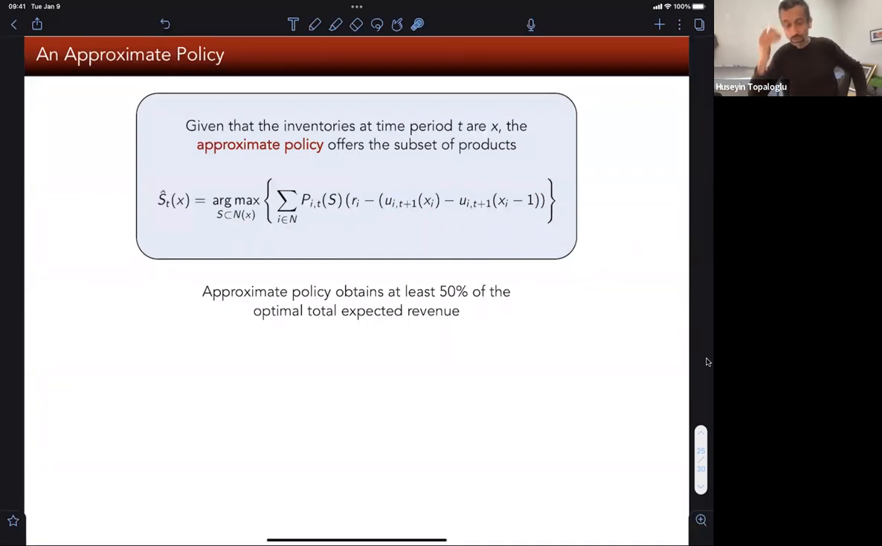I have inventories. It turns out that this policy is also going to get at least half of the optimal total expected revenue. Okay. So I'm going to show you a very high-level idea behind the proof of this result as well.